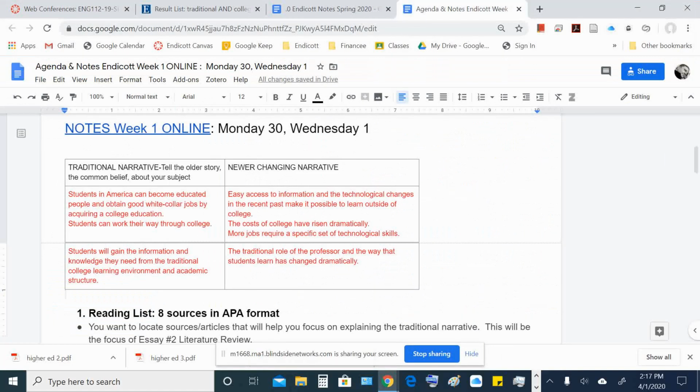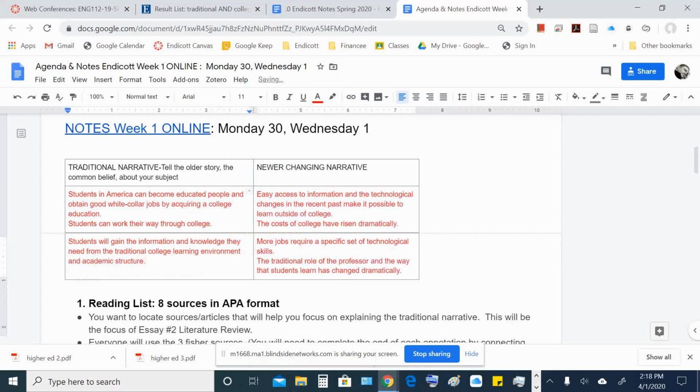One of the things that might help you is to expand out your traditional narrative, to say more about it, focus in on some things. So for example, here's my traditional narrative. Students in America can become educated people and obtain good white-collar jobs by acquiring a college education. That was one of the stories in the olden days. Students can work their way through college. That's another part of the story from the olden days. Students will gain the information and knowledge they need from the traditional college learning environment and academic structure. Meaning you show up, everybody learns the same, you sit in lecture, you take notes, you answer quizzes, you regurgitate for tests, and then you move on and have a good job, essentially.